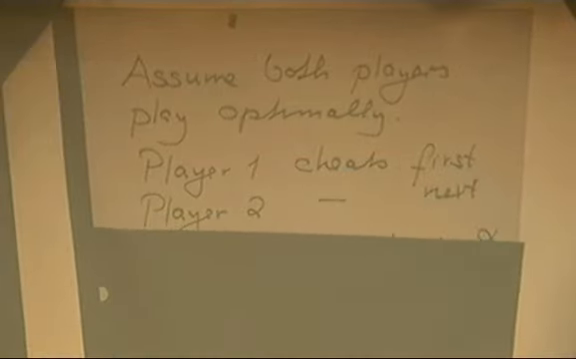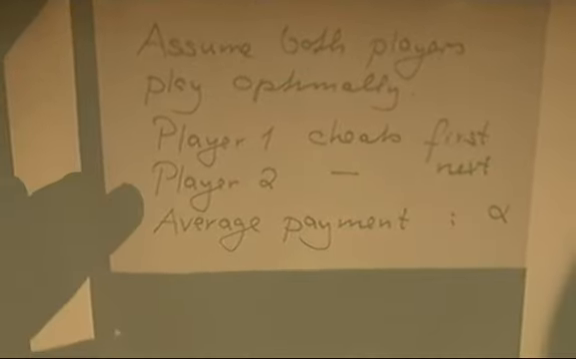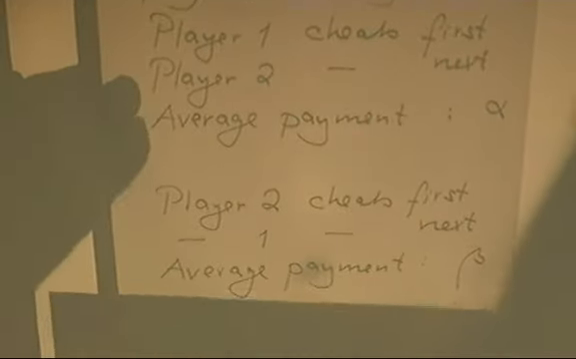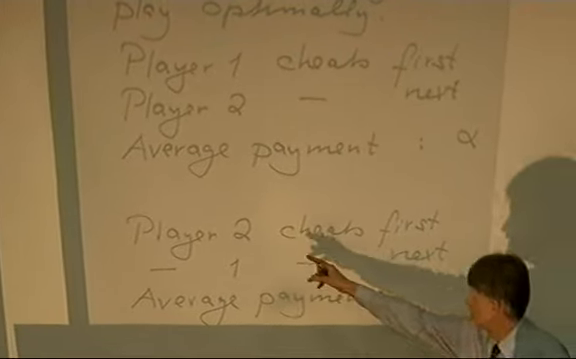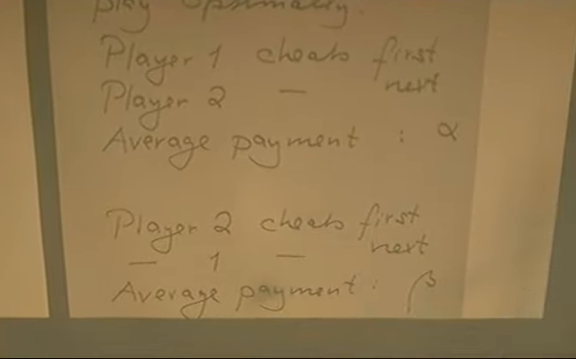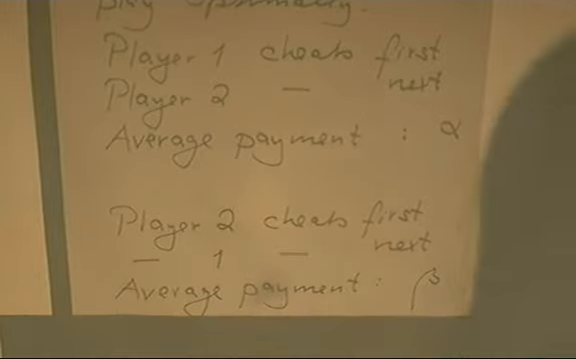So let's say that player 1 cheats first and player 2 cheats next, and let's say that the average payment is alpha. There will be an average payment once those probabilities have been decided. Then let's next assume that we let player 2 cheat first, and then player 1 cheats next, and the average payment will be beta. So what do you think is biggest?